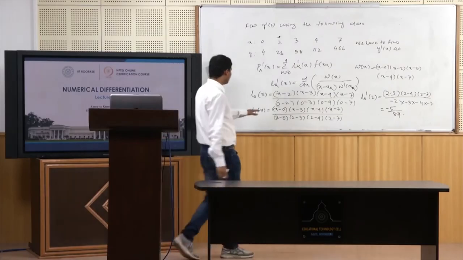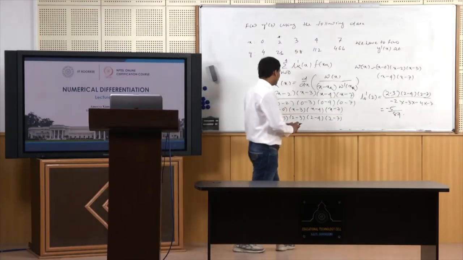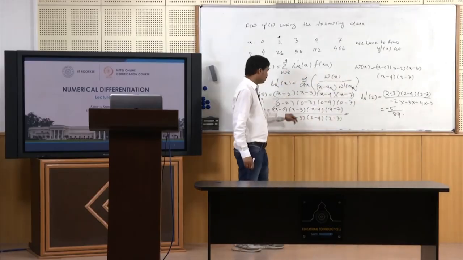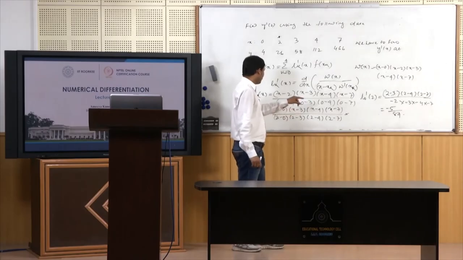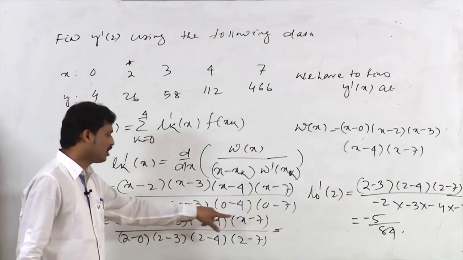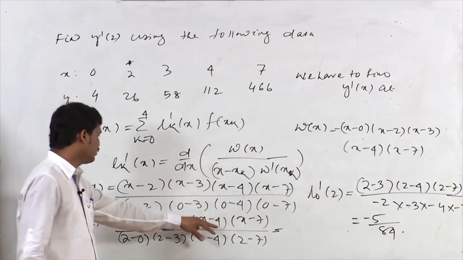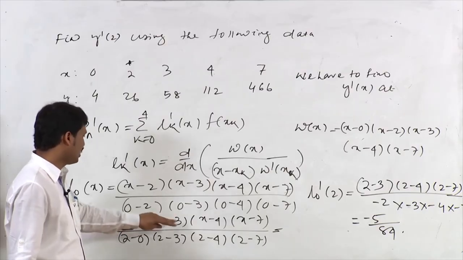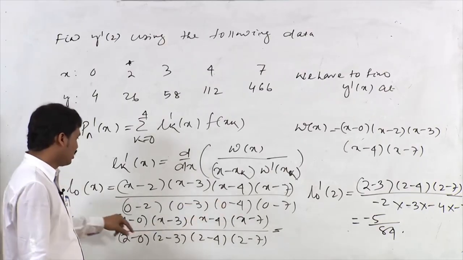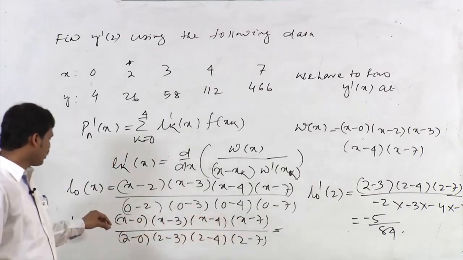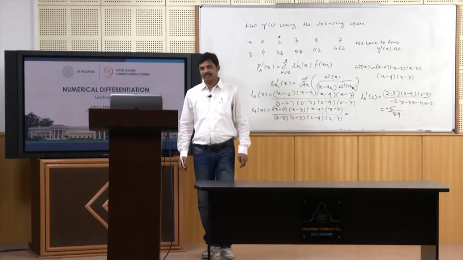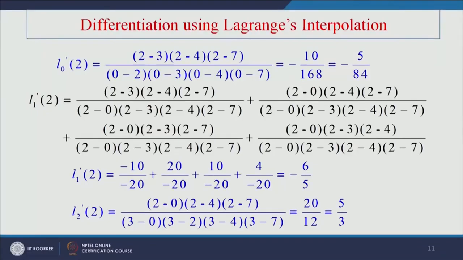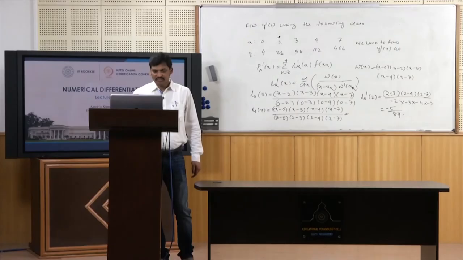In the first differentiation, we can write this term as x minus 3 into x minus 4 into x minus 7. Second term, plus x into x minus 4 into x minus 7. Then the next term, differentiating with respect to x minus 4, we can write x minus 0, x minus 3 into x minus 7. And the last term, if you differentiate, all the terms at point 2 will exist. In that case, we can write L1 dash of 2 equals minus 6 by 5, if you calculate.